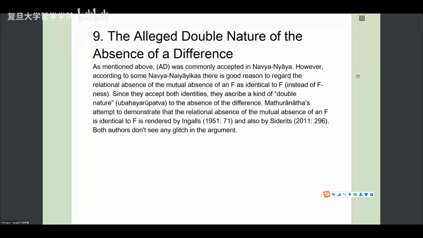However, according to some Navyanayakas, there is good reason to regard the relational absence of the mutual absence of an f as identical to f instead of fness. Since they accept both identities, they ascribe a kind of double nature to the absence of the difference. And Maturanata's attempt to demonstrate that the relational absence of the mutual absence of an f is identical to f is rendered by Ingalls and also by Sideritz. Both authors don't see any glitch in the argument, and the argument runs like this. It's now on the next slide.